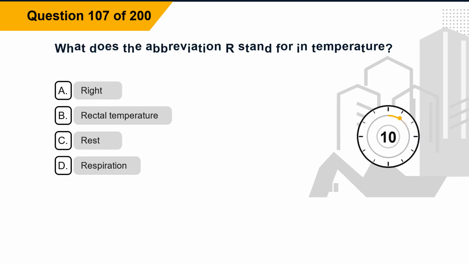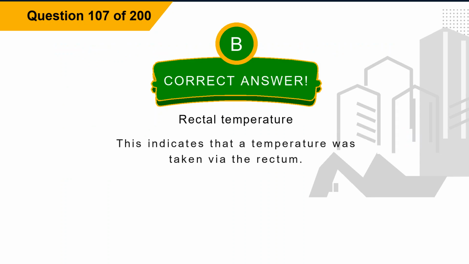Question 107. What does the abbreviation R stand for in temperature? Option A, right. Option B, rectal temperature. Option C, rest. Option D, respiration. The correct answer is option B, rectal temperature. Explanation. This indicates that a temperature was taken via the rectum.